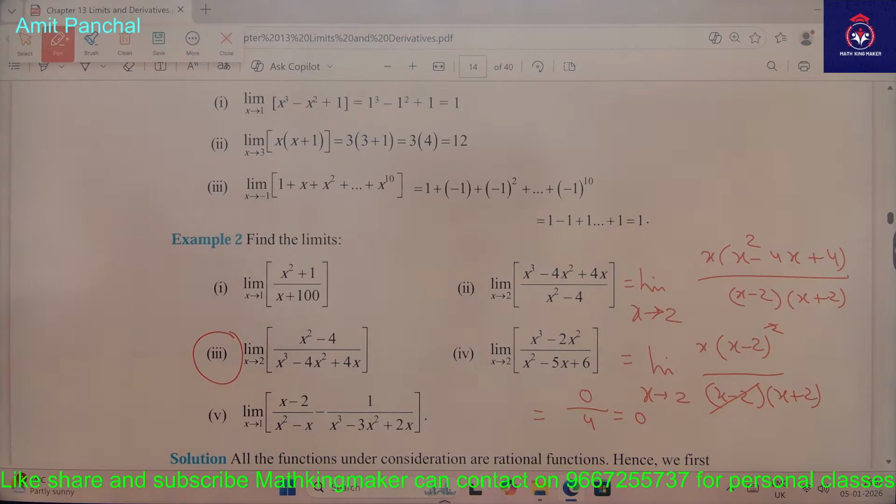x plus 2, x minus 2 by x, common x square minus 4x plus 4. This will also become x minus 2 whole square. x plus 2, x minus 2 by x into x plus 2, x minus 2. x minus 2 cancel. Become.